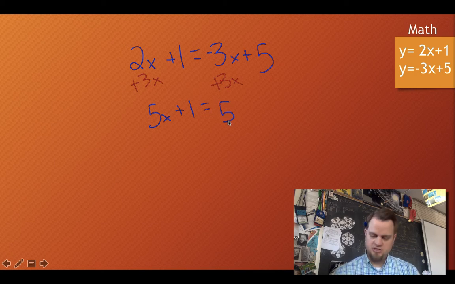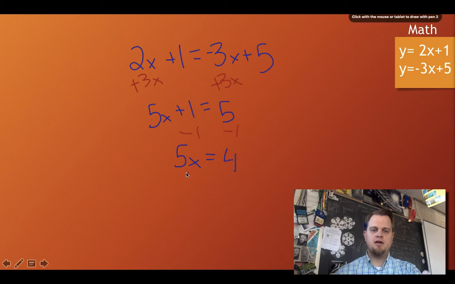Alright, that's a good start. But we still need to get rid of this 1 here. So I'm going to subtract 1 from both sides. And so what I'm left with is 5x equals 4. And then, since x is multiplied by 5, I'm going to divide both sides by 5. And that gives me x equals 0.8. Alright? But that's not it.